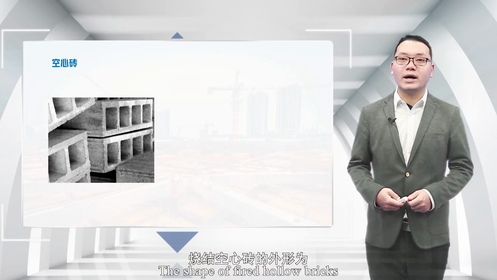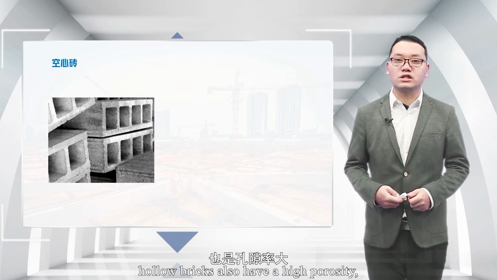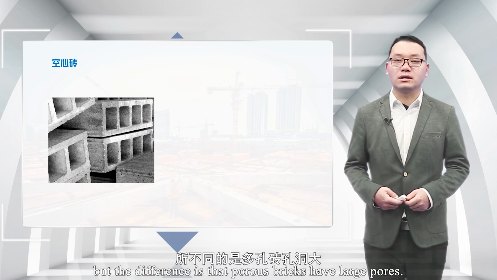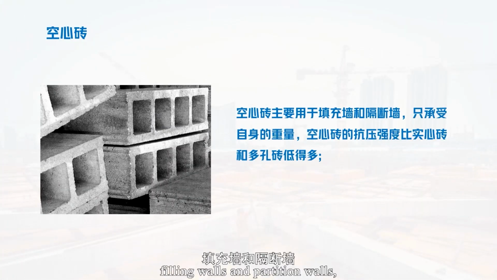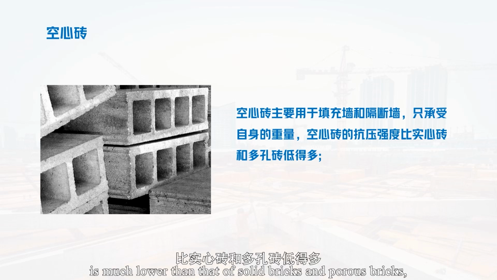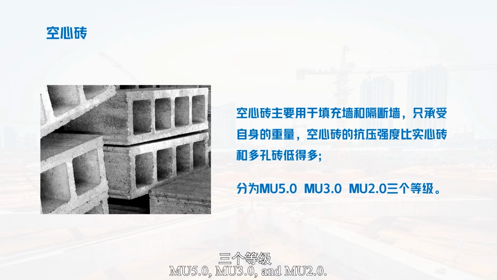The shape of fired hollow bricks is a right-angled hexahedron. Like porous bricks, hollow bricks also have a high porosity, but the difference is that porous bricks have small pores and hollow bricks have large pores. Hollow bricks are mainly used for filling walls and partition walls, and only bear their own weight. The compressive strength of hollow bricks is much lower than that of solid bricks and porous bricks, and they are divided into 3 grades: Mu5.0, Mu3.0, and Mu2.0.